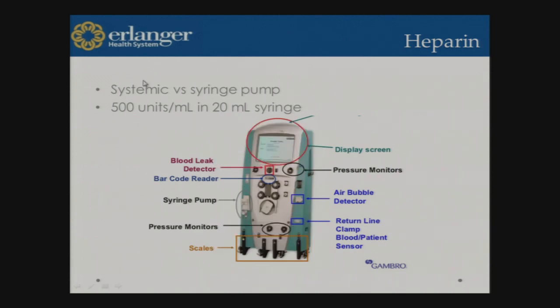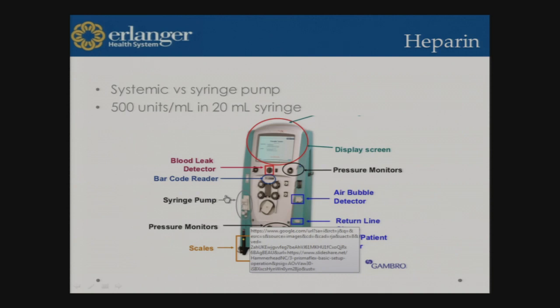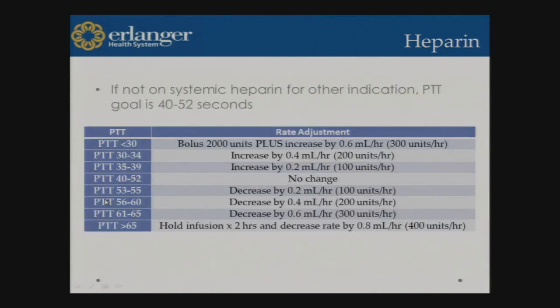So if you do not have somebody systemically anticoagulated on heparin and would like to use heparin anticoagulation, it can be provided more directly to the circuit, and we're not targeting the same PTT goals that you would if you were systemically anticoagulating someone. So our goal PTT here is 40 to 52 seconds, not 50 to 70. Your titration is here. And again, this is built into the MAR for nursing.